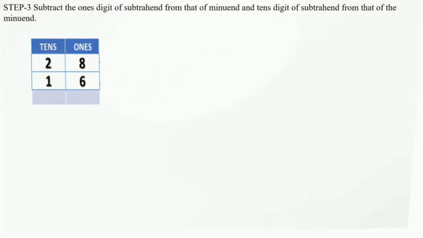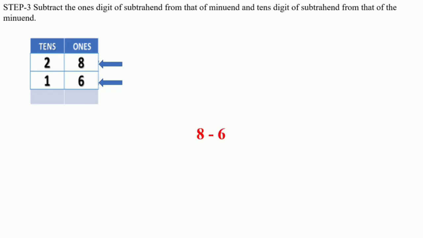Step 3. Subtract the ones digit of subtrahend from that of minuend and tens digit of subtrahend from that of the minuend. Means subtrahend के ones number को minuend के ones number से subtract करो. तो हमारे पास subtrahend है 16. तो 16 के 6 ones को minuend 28 के 8 ones से subtract करो और subtrahend के 1 tens को minuend के 2 tens से subtract करो. Means 10 को 20 से subtract. Now keep them in bracket.